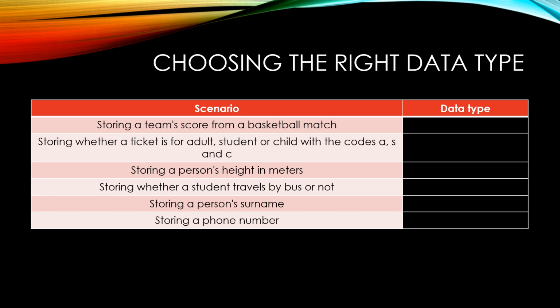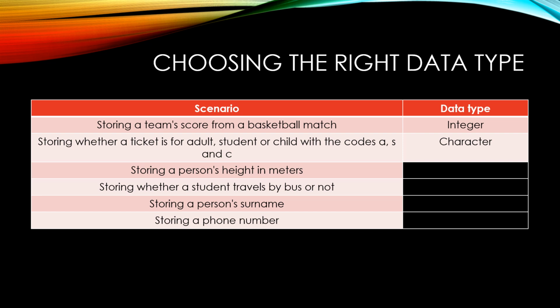You might like to pause now. If not, let's go ahead and go through the answers. So for the first one, storing a team's score from a basketball match, it's not going to have any decimal places, so we're going to have an integer data type. Our ticket, that could be A, S or C, is character data type. A person's height in meters will need to have a decimal place to have any real meaning, otherwise everyone will be 1 or 2 meters. So this will be real data type. Whether a person is a student and travels by bus or not is going to be Boolean. It's either true or it's false.